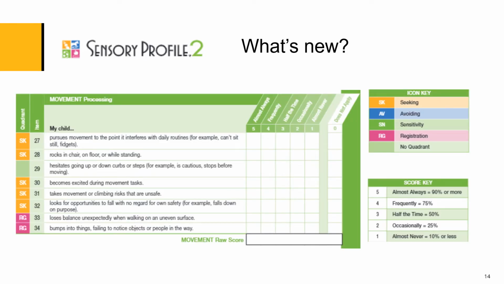Here you can see an example of the movement processing section of the questionnaire. You can see the questions that are directly related to each quadrant. For example, pursues movement to the point it interferes with daily routines, directly related to that seeking quadrant. And you also have the score key, which is on the right here, which allows the rater to determine the most suitable response.